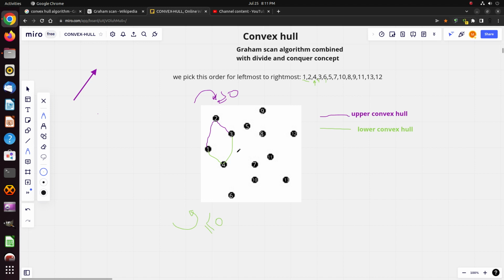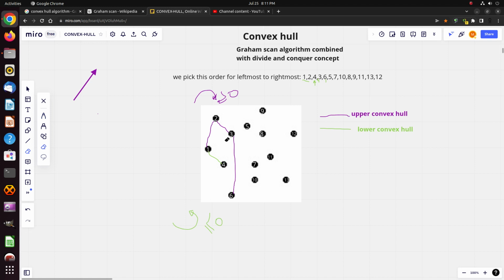Next point is 6. Can we add 6 to the upper hull? The answer is yes, because the orientation of 6 with respect to 2, 3 is positive. Can we add 6 to the lower hull? The answer is no, because the rotation of 6 with respect to 4, 3 is positive too. So we delete 3.